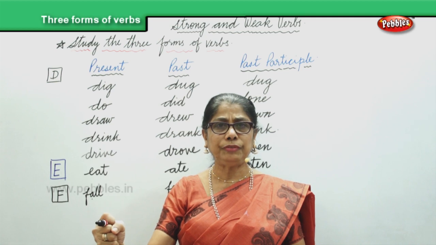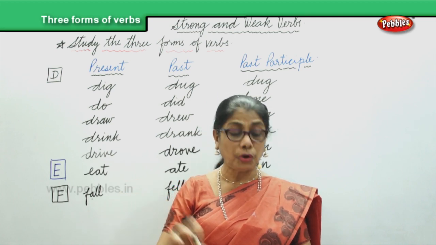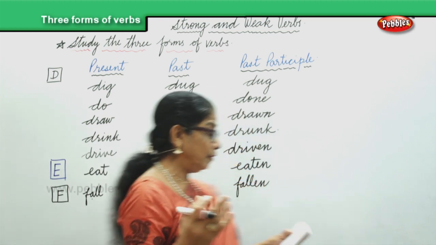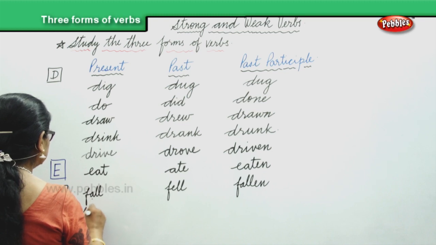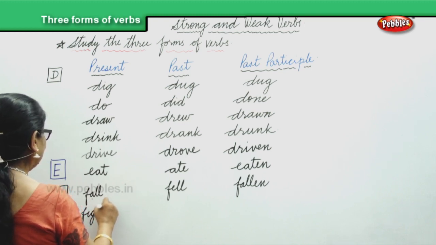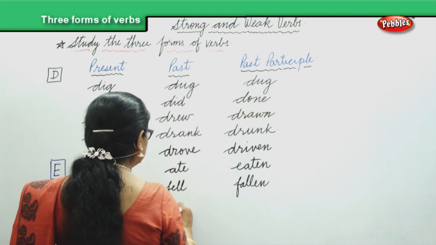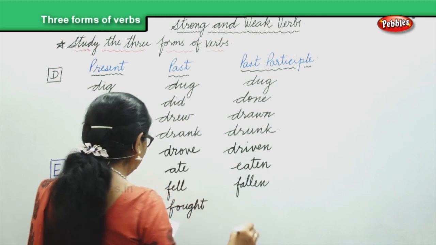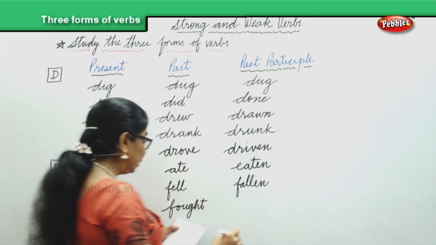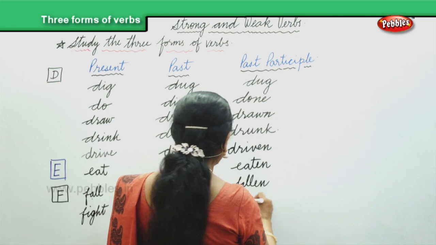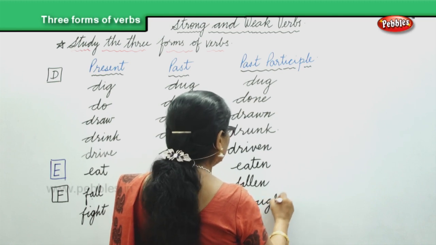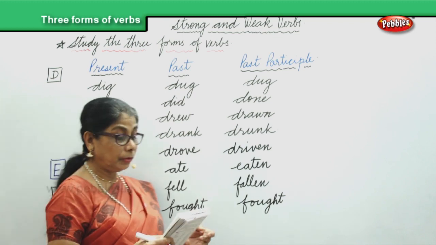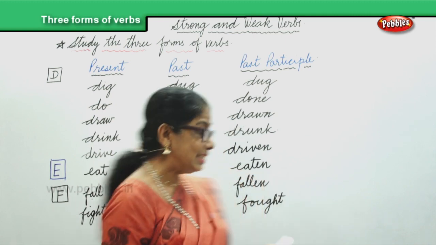Fight. You fight with your friend. Fight, you fought. And again in the past participle, it is fought. You fight in the battle, the soldiers fight, the soldiers fought. They fought the battle and in the past participle also fought. In the past and past participle both are the same. Fight, fought, fought.